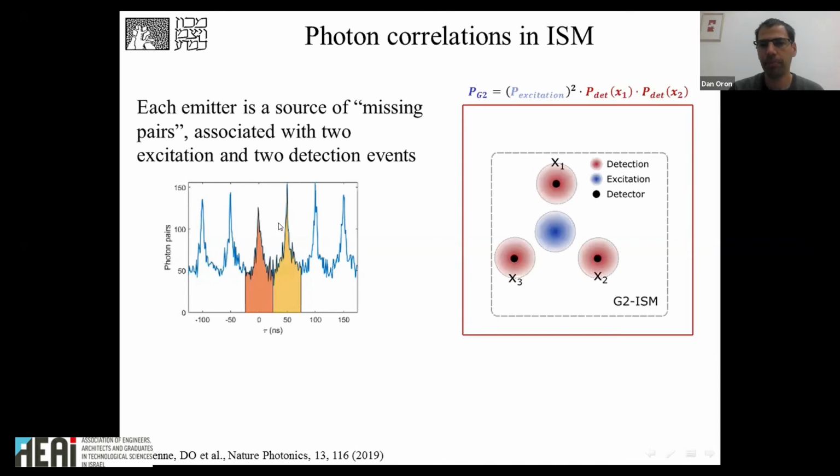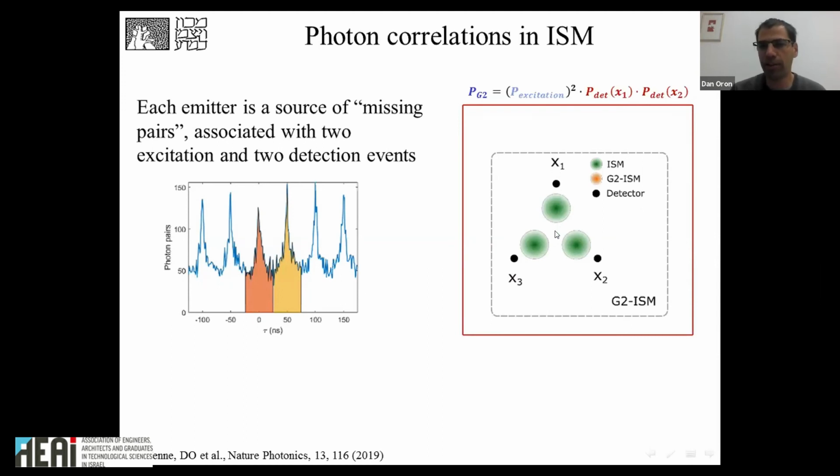So now we have our excitation and detection point spread functions. This is exaggerated, of course. The confocal excitation is centered here. The detectors are centered here. X1, X2, and X3 are detectors. The image scanning microscope gives you a point spread function which is halfway between the excitation and the detection.